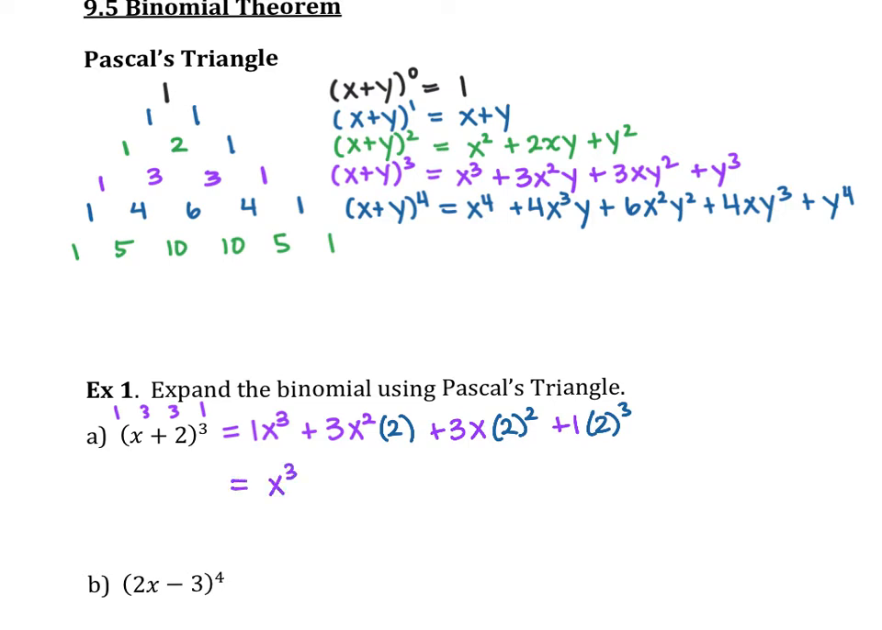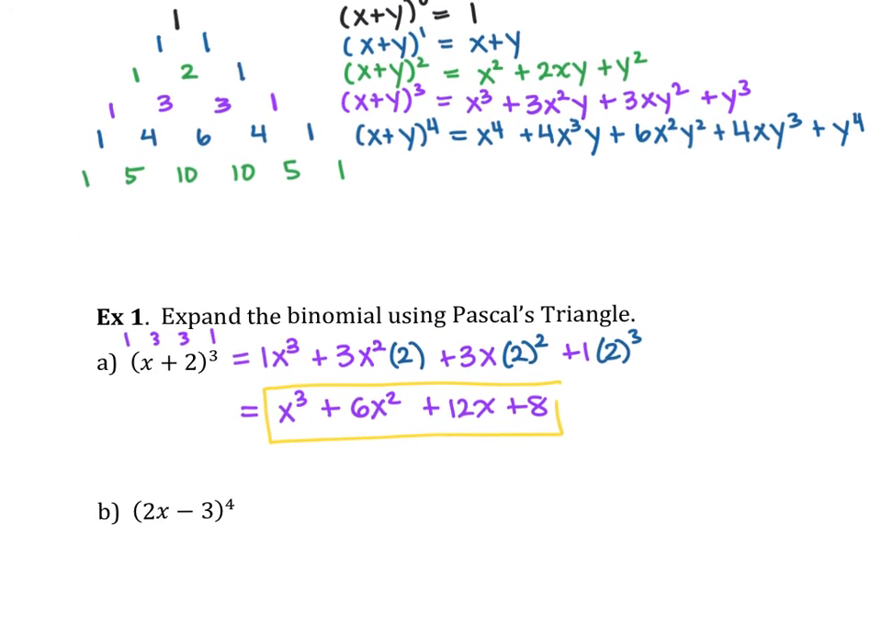So x to the third, 3 times 2, 6x to the second. 2 squared is 4, 4 times 3 is 12x. 2 to the third is 8. And if I actually multiplied it out, I could confirm that this is the correct expansion of x plus 2 to the third. Okay, let's do one more using Pascal's triangle.